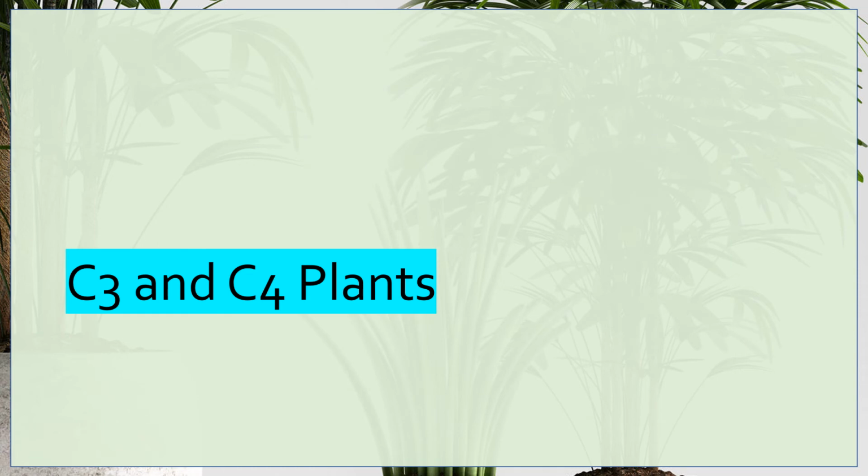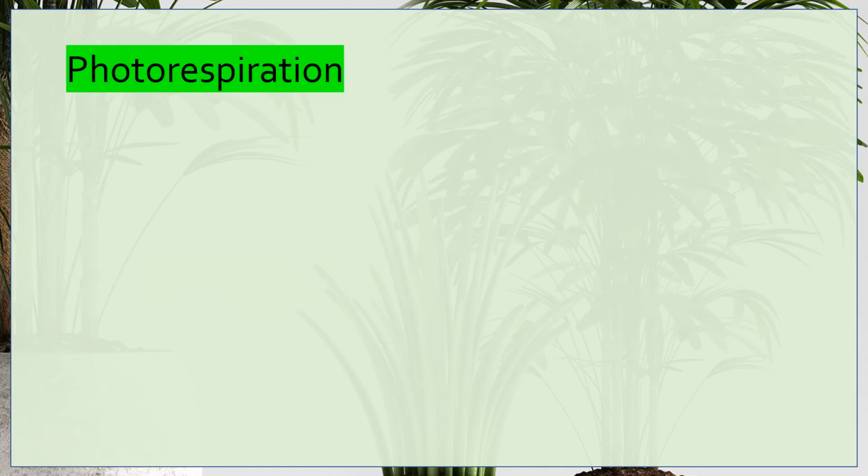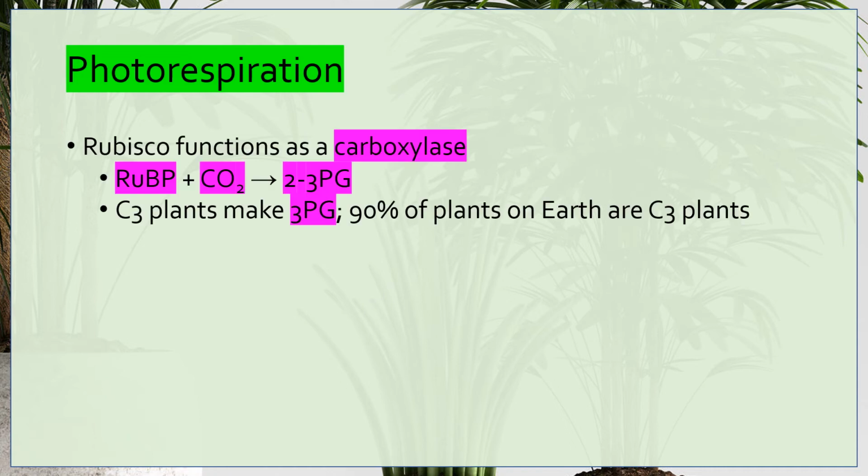C3 and C4 plants. We first have photorespiration, in which Rubisco functions as a carboxylase enzyme. So RuBP plus carbon dioxide gives us two 3-PGs. C3 plants make this 3-PG. 90% of the plants on Earth are these C3 plants.